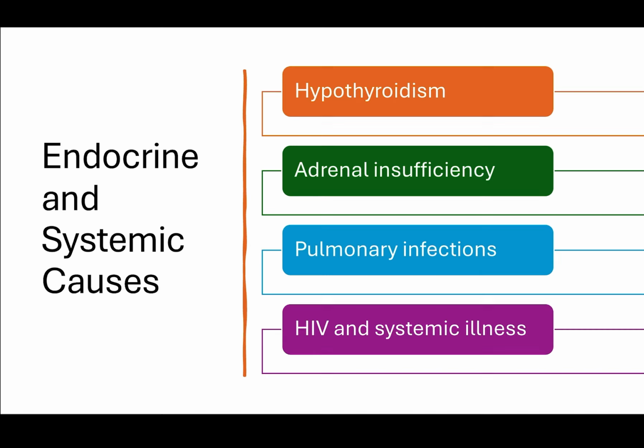Endocrine disorders can mimic SIADH by increasing ADH secretion or reducing cardiac output. Pulmonary and systemic infections also stimulate ADH release, making evaluation of underlying causes essential in unexplained cases.